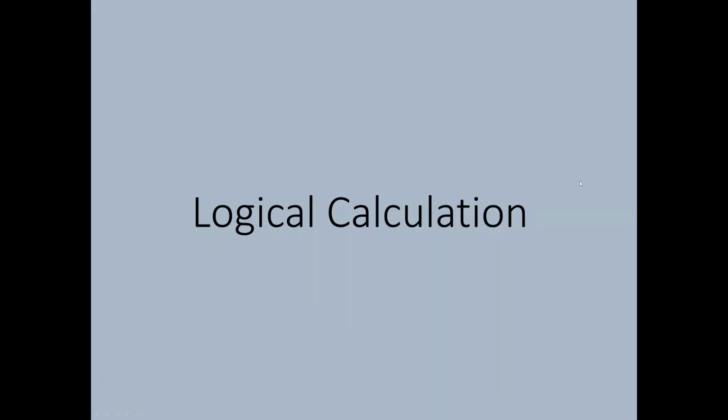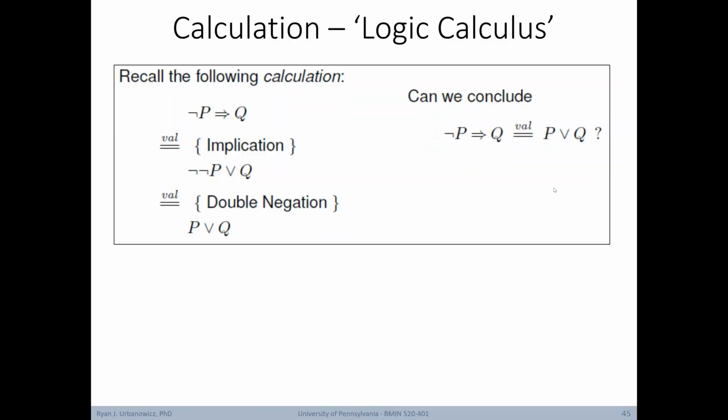Next up, logical calculation. By calculation here, we're talking about a logic calculus. Recall the example calculation we saw earlier, where we started with negate P implies Q and showed that it's equivalent to P or Q. This calculation was meant to answer the question, can we conclude that negate P implies Q is equivalent to P or Q? And in fact, we showed that it was.